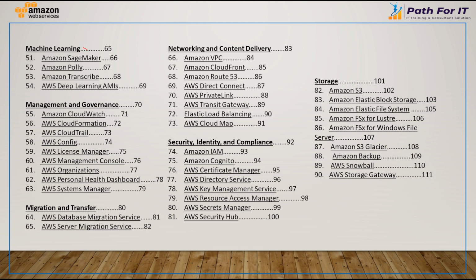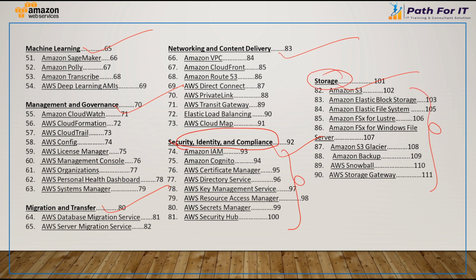So we do have machine learning, we do have management and governance, migration and transfer, networking and content delivery, identity and compliance. We used to call it security, identity and compliance. We do have storage. So these all are the services or products we are getting under AWS. Under these services we are getting a huge list of sub services. So in this video we'll be discussing almost all the major services and the major services' sub products also.